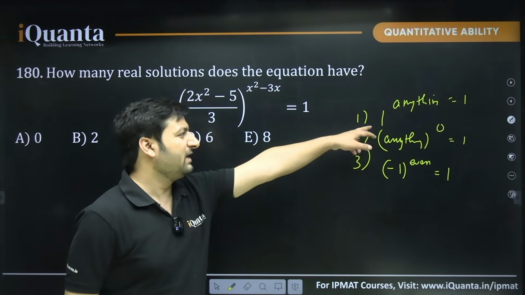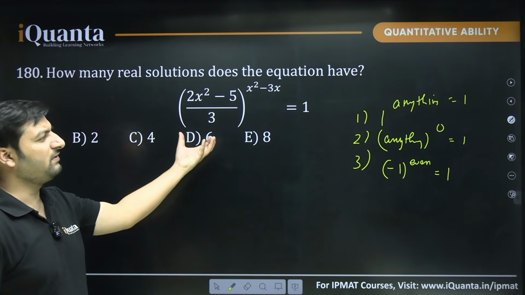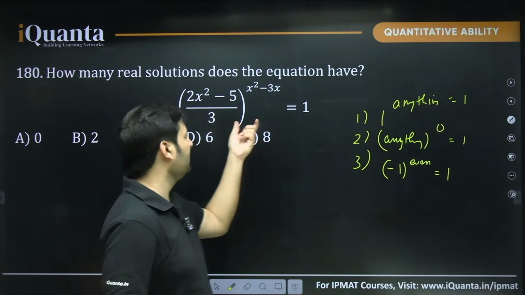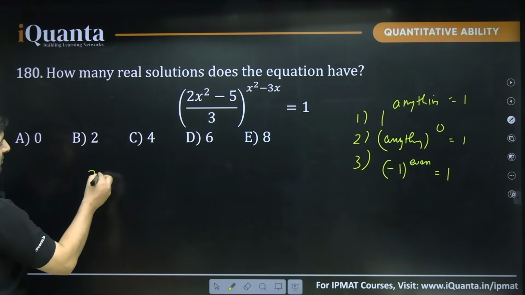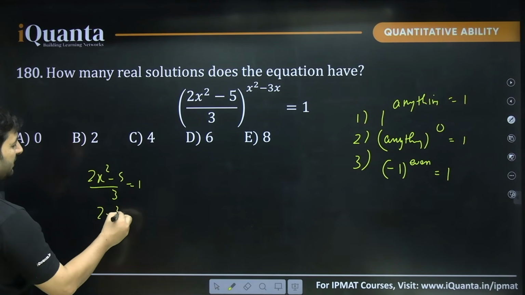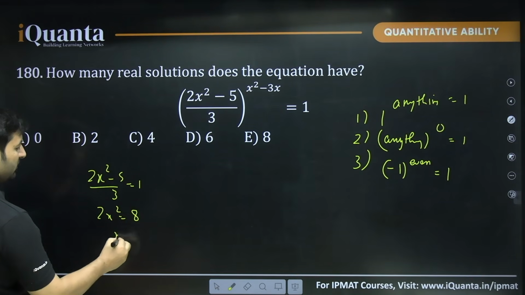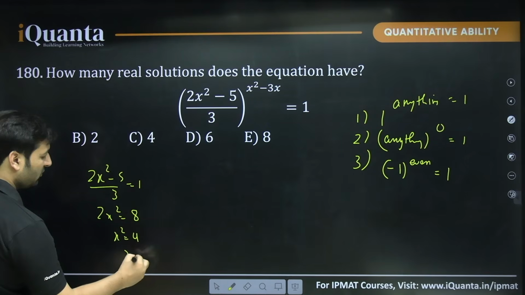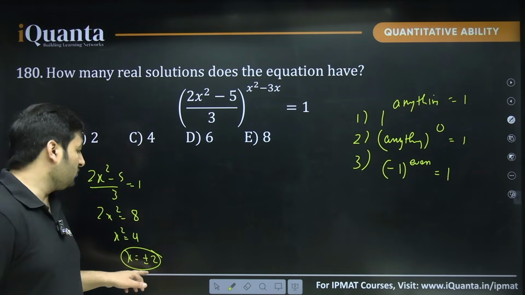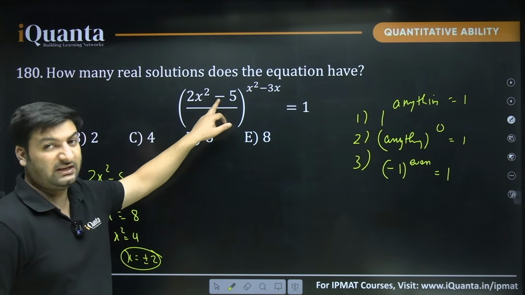If you apply case 1 here, that means the base has to be 1. We don't care what happens to the power. Make the base equal to 1: (2x square minus 5)/3 has to be 1. 2x square has to be 3 plus 5, 8, so x square equals 4. X will be not just 2, but plus minus 2. There are 2 values of x here.